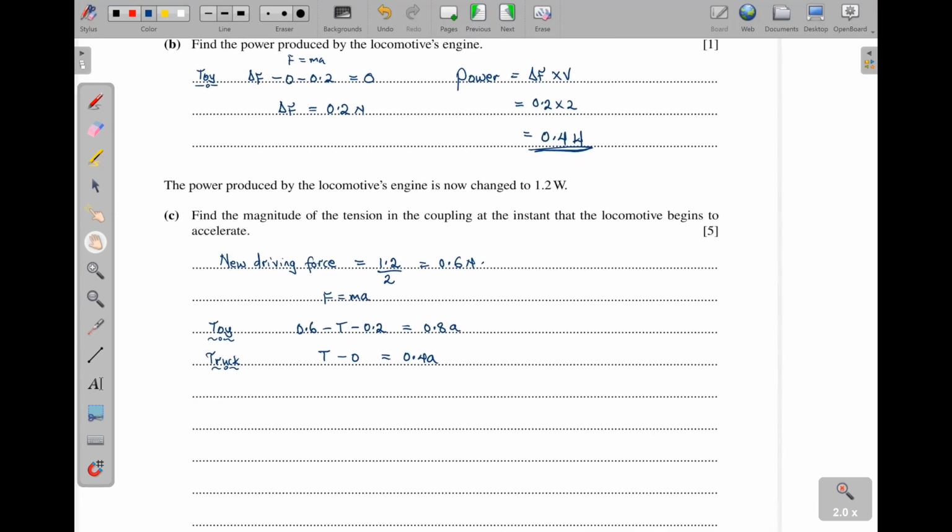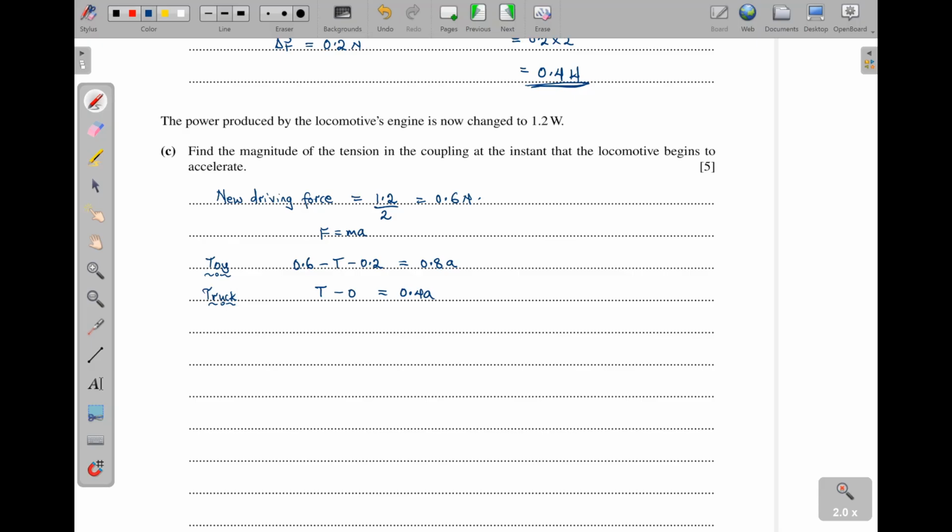Now from here, these are two equations that we can solve simultaneously. This is a minus and this is a plus, so to eliminate T, I will just add. When I add, the T will disappear. Then 0.6 minus 0.2 will be 0.4, and 0.8 plus 0.4 will be 1.2a. So acceleration is equal to 0.4 over 1.2, which is a third. So acceleration is going to be a third meters per second squared.